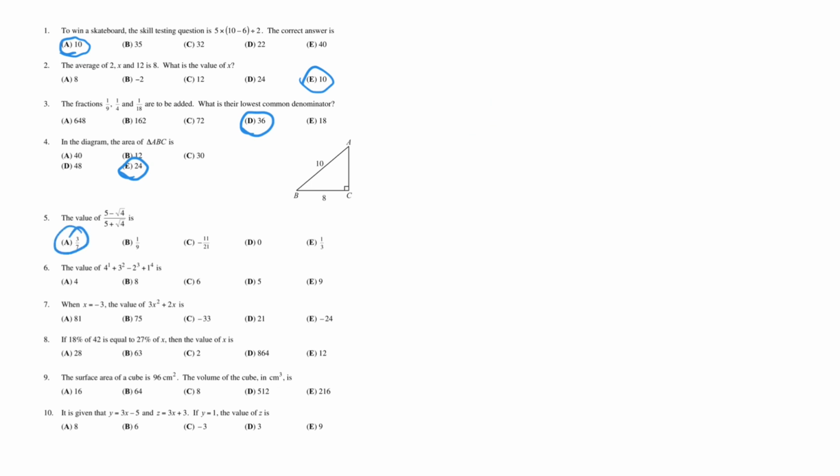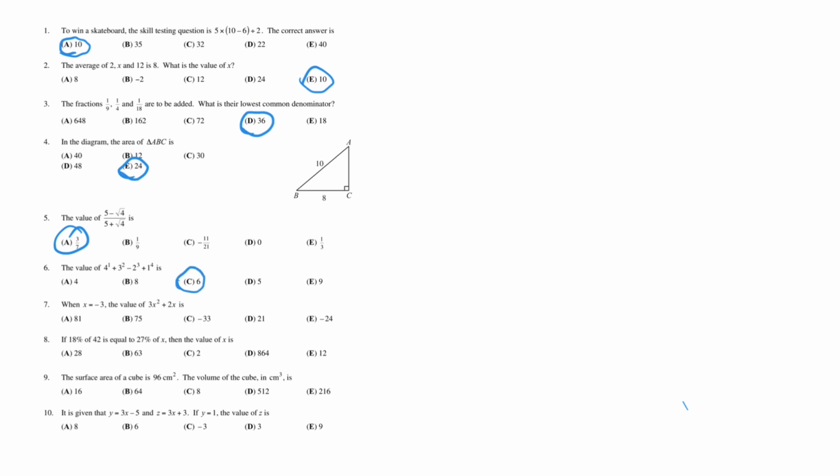Number 6. The value of 4 to the power 1, plus 3 squared, minus 2 cubed, plus 1 to the power 4, is? That's 4 plus 9 minus 8 plus 1. That's 6. Therefore, for number 6, the answer is C.